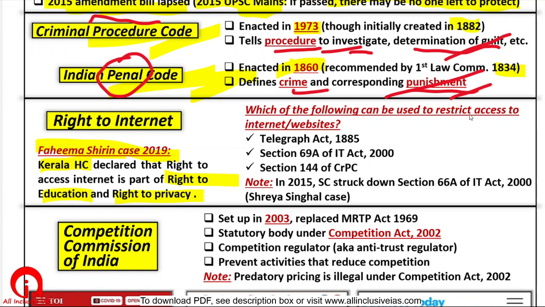So a question can come that when the government issues orders to restrict the internet, under which law are such orders issued? The order can be issued either under the Telegraph Act 1885, or under Section 69A of the IT Act 2000, or under Section 144 of CrPC.